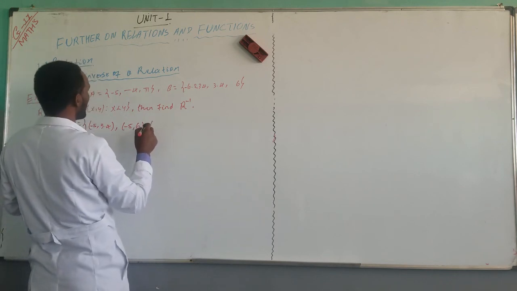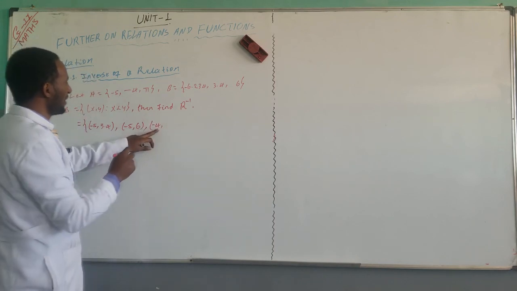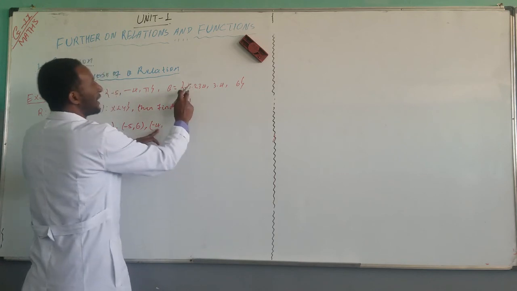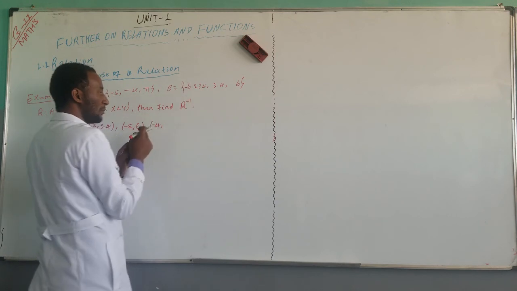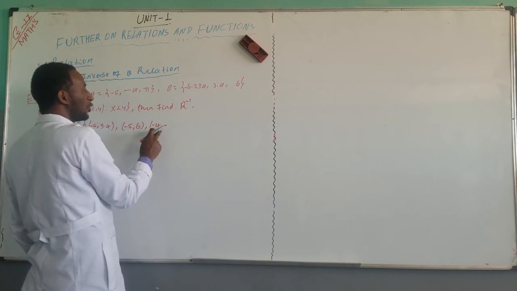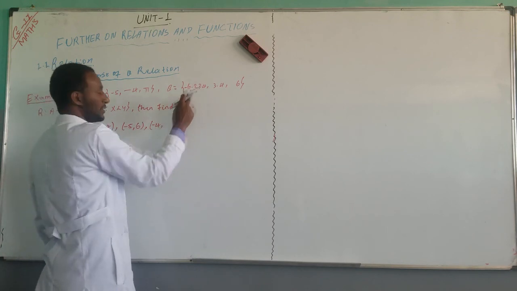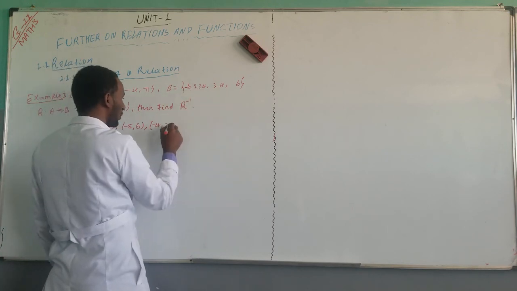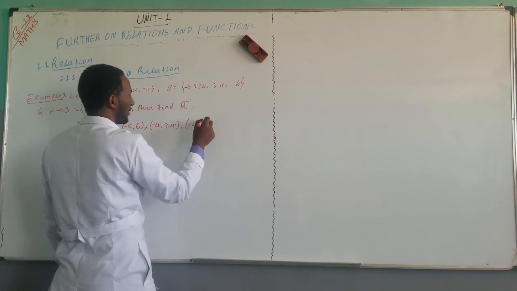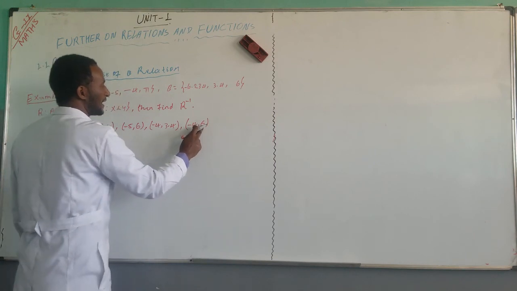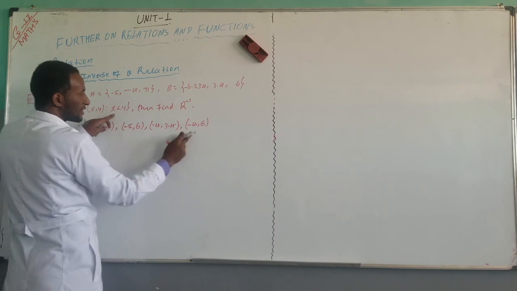And we can take -4 as the first entry. Then for -4, we cannot take -6.234, because -4 is not less than this one. Then we have to put 3.4, and (-4, 6) because -4 is less than 6.